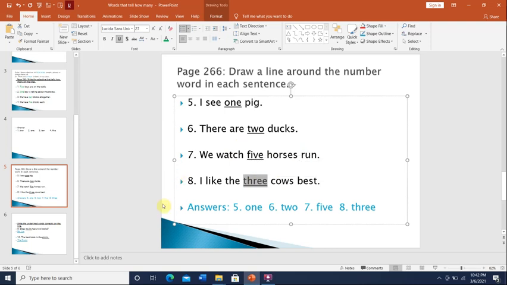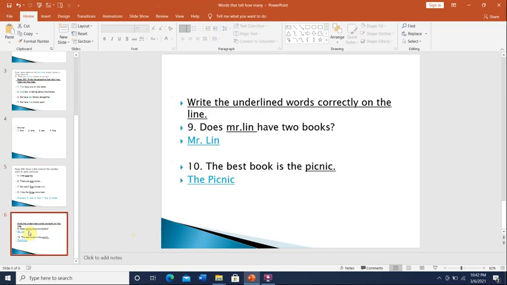Now at the bottom it says, write the underlined words correctly. You will go to the underlined word and write it correctly. Number 9 says, does Mr. Lin have 2 books? We're going to correct Mr. Lin. What is wrong with Mr.? Mr. must begin with a capital M because this is an abbreviation.